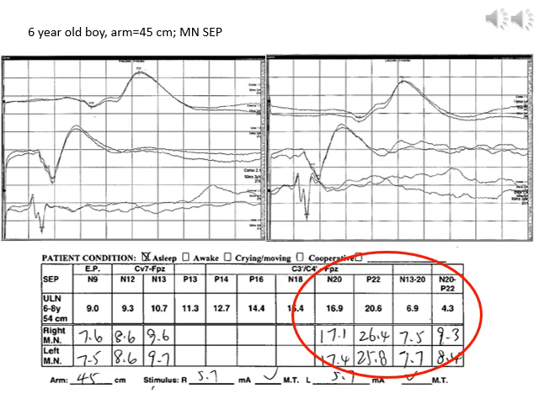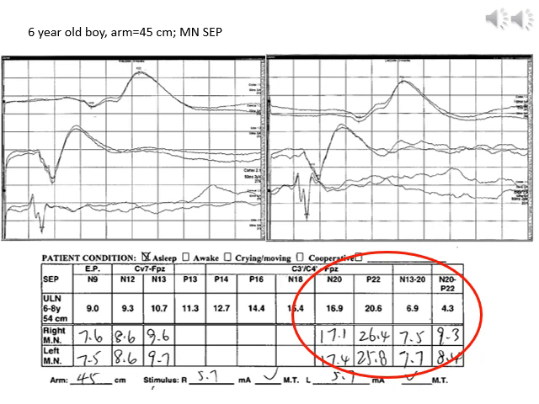I'd like to show you a second combination study, this time in a 6-year-old boy. This is an upper limb SEP recording in a 6-year-old boy with an arm length of 45 centimeters. Looking at the tracings, they're very nice and clean and reproducible. Going down to the numbers, we check first that the age and arm length are appropriate for this child. And then scanning across the numbers, we see that there are increases for the N20 and P22 in the absolute latencies, and then there are prolongations in the interpeak latencies for the N13 to N20 and the N20 to P22.